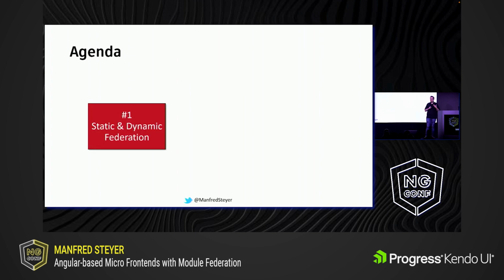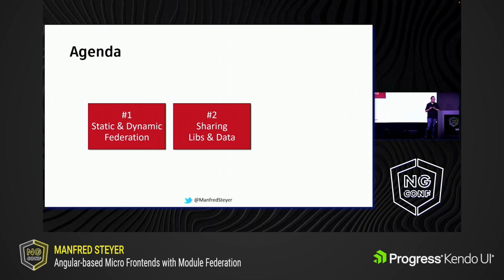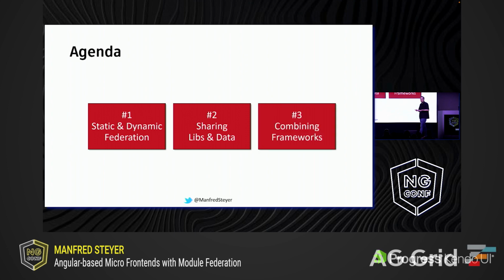That means I will talk about static and dynamic federation, I will talk about sharing libs and data, and I will talk about combining different frameworks and framework versions. After that, I have prepared a lab description for you, a hopefully elaborate lab description, we will see. And this allows you to do all those examples on your own. And if you have questions, I will be here while you are doing the labs, and so you can ask me, and I'm more than happy to help you.